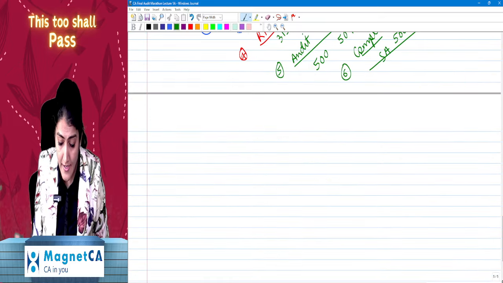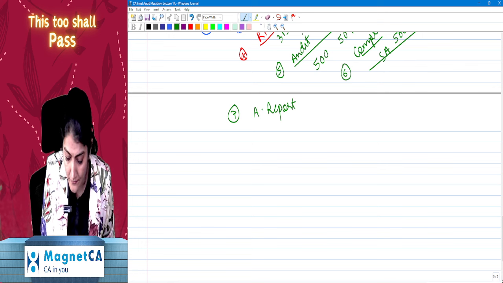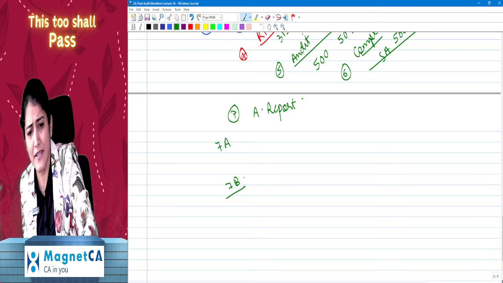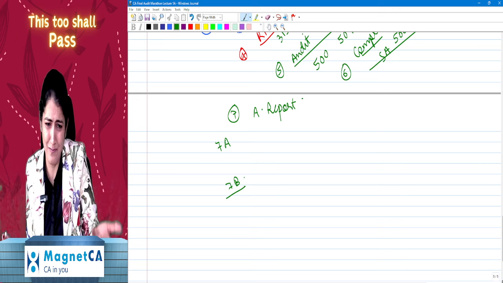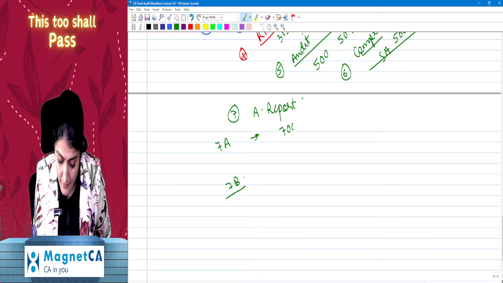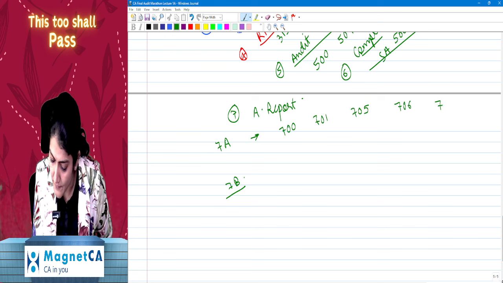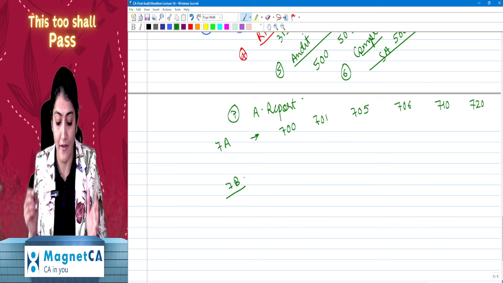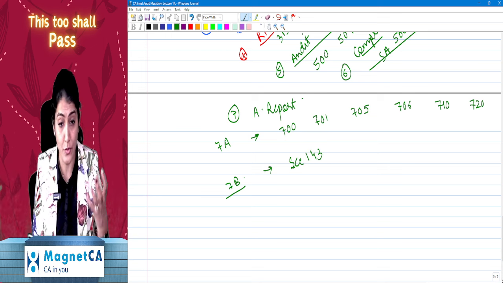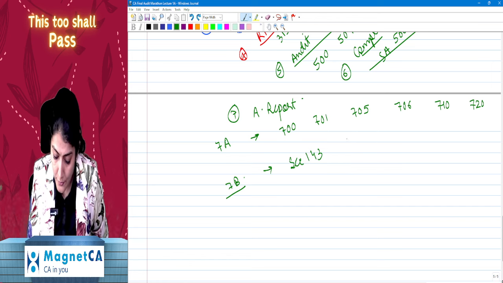Then after chapter number 6, we have chapter number 7, which in our book I have divided under 7A and 7B. If you look at the institute study material, they've kept it as one single chapter, but it doesn't make a difference. Chapter 7A discusses our 700 series: 700, 701, 705, 706, 710 and 720. Then in 7B, as I told you, we have the discussion on section 143 of the Companies Act, and also CARO 2020.